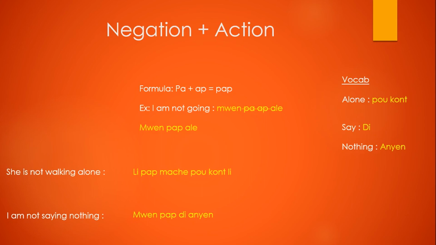So if we do not incorporate the formula, then it should have been like this: Mwen pa ap di anyen. But because of that rule we have to implement, instead of pa ap, it becomes pap. So it's Mwen pap di anyen.